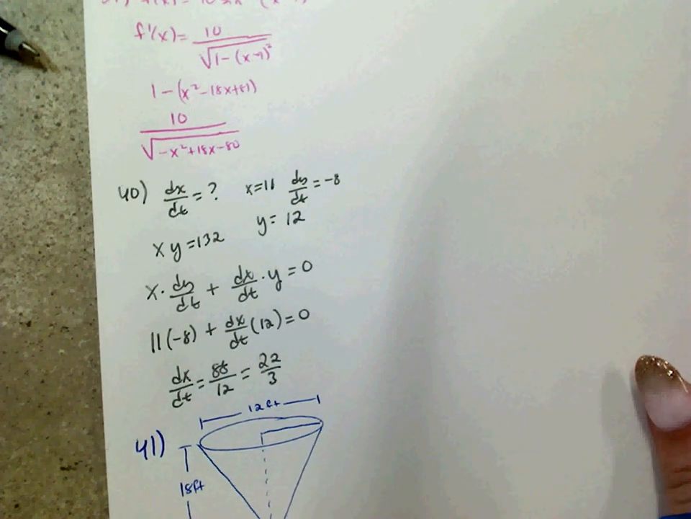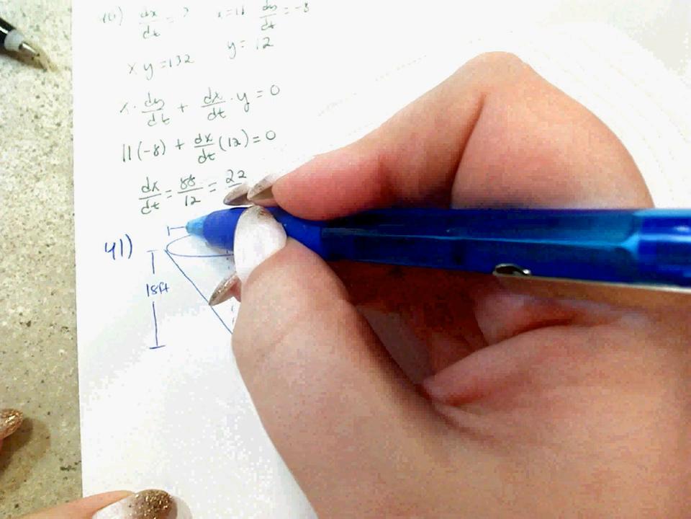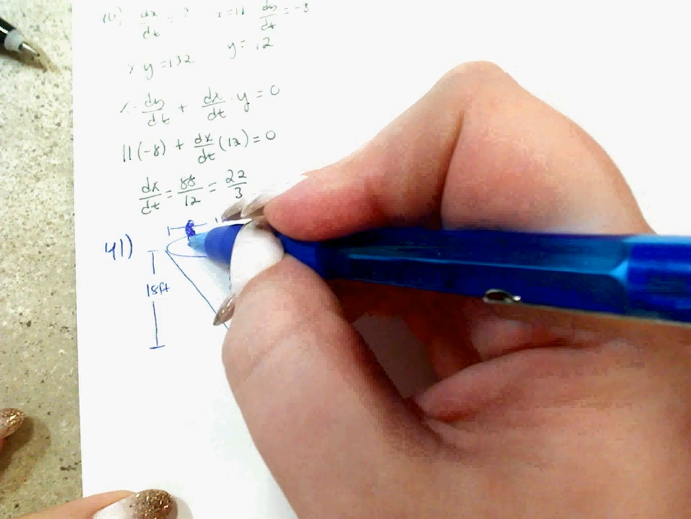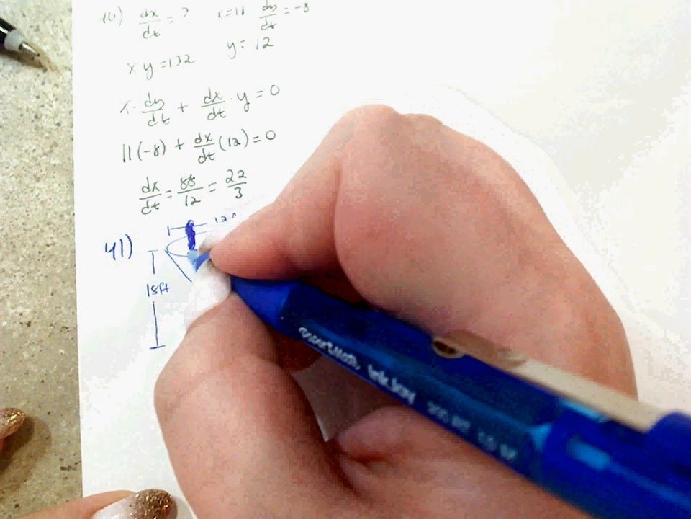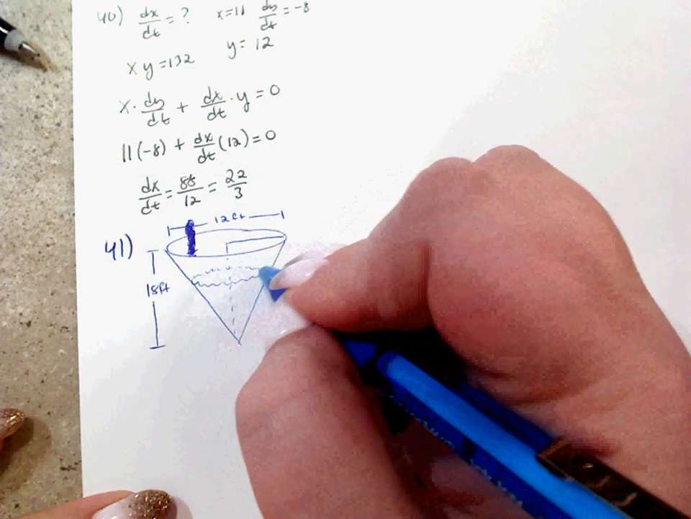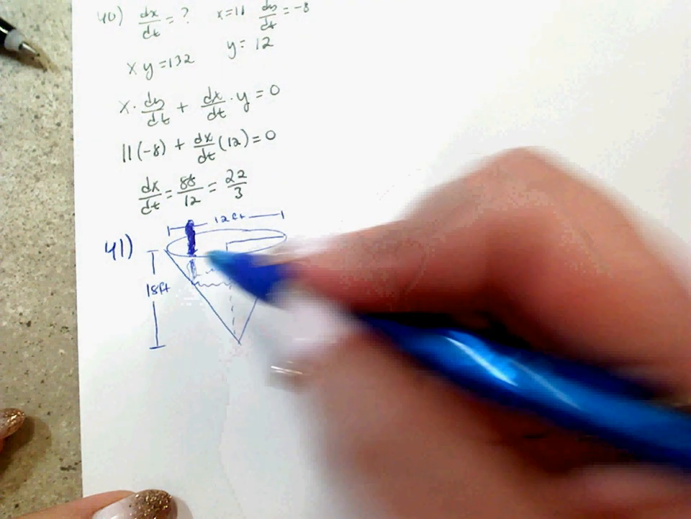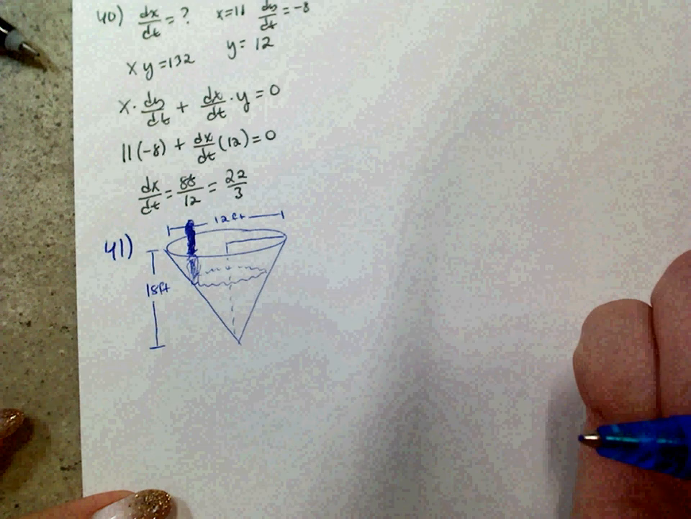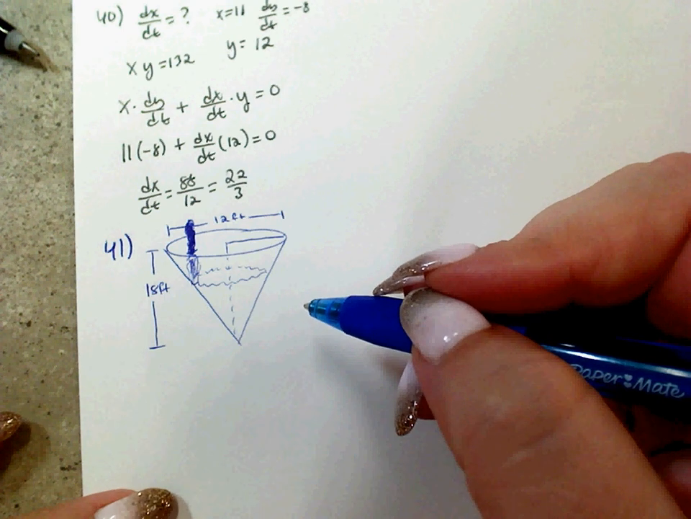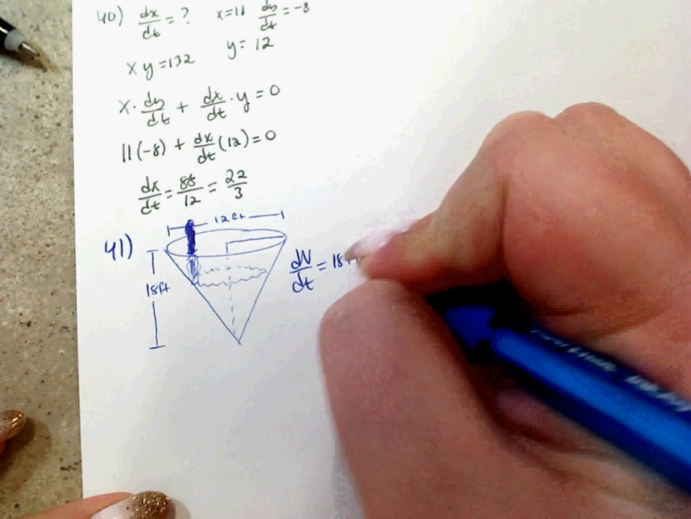If water is flowing into the tank at a rate of 18 cubic feet per minute, so water is flowing in, I guess it'll go all the way down to here, and then the water level rises. So dV/dt is 18 cubic feet per minute, and that is positive because the volume is increasing.